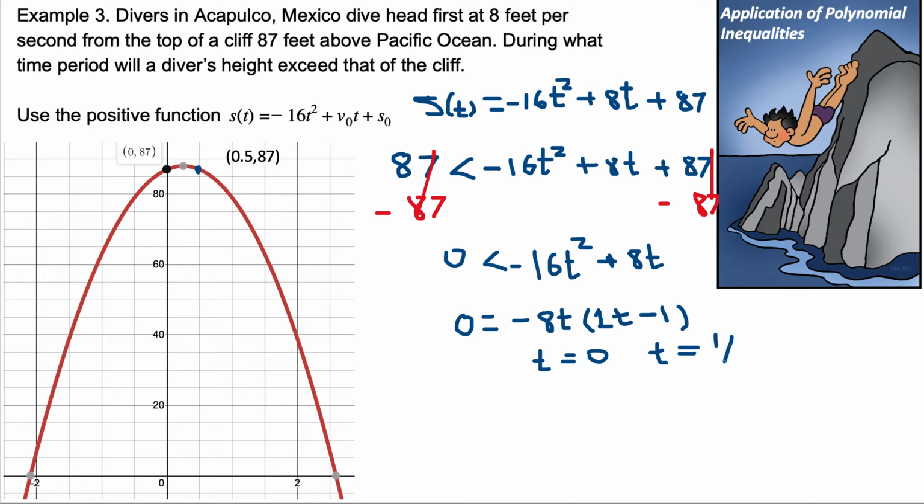So those are the two values. It means that the interval has one point at 0 and the other at 0.5. If we look at the graph that we created with Desmos, the height that is going to exceed 87, here is 87 feet, is going to be, you see, at 0.5, 87. In this interval the height is going to be higher than the height of the cliff, 87. It means the interval in terms of the time is going to be from 0 to 0.5 here.